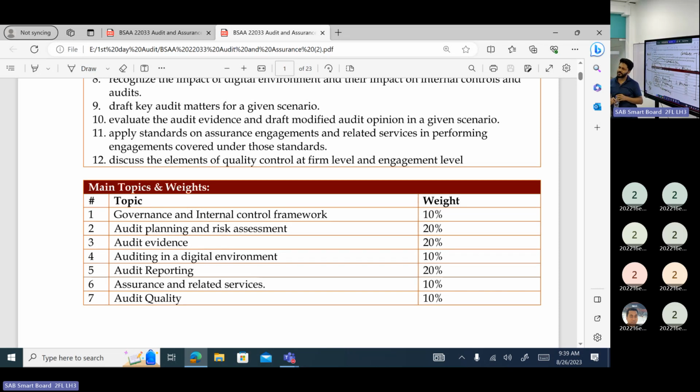So what are the areas where we are touching upon assurance? We trust upon assurance. Otherwise, we can't take a decision. Right?